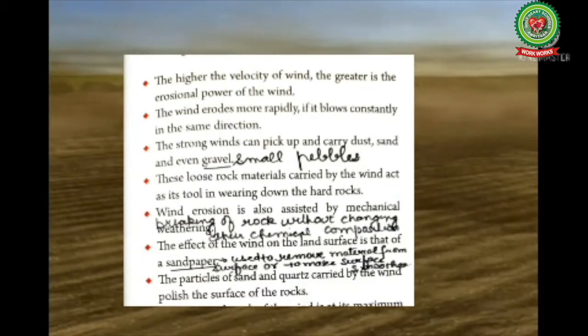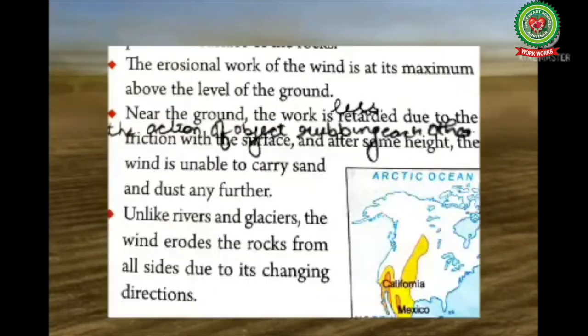The particles of sand and quartz carried by the wind polish the surface of the rocks. The erosional work of the wind is at its maximum above the level of the ground, and this complete process is known as abrasion. Near the ground, the work is retarded, means slowed down or stopped, due to the friction with the surface, and after some height, the wind is unable to carry sand and dust any further.